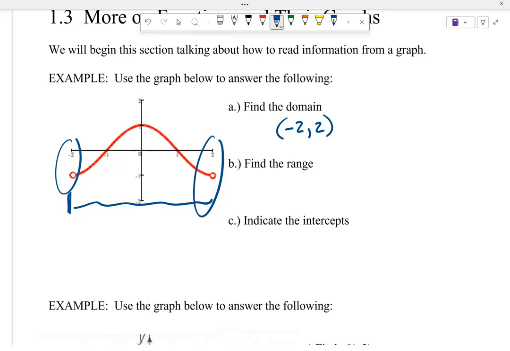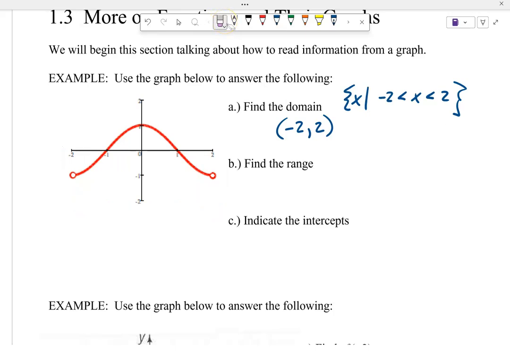If you want to do the domain with set notation, it would be x less than 2 and greater than -2 in set notation, right? The set of x such that x is less than 2 and greater than -2. Now let's go ahead and do the range.